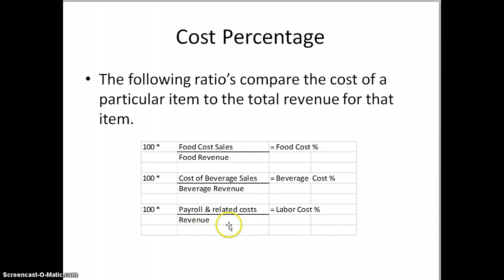The last one is payroll and related cost, and compare that to revenue. So what is your labor cost? How much out of the money you're bringing in are you paying to your workers, your laborers? And thinking about a hotel, that may be pretty significant as you have quite a few people. Concierge, front desk, all of the cleaning staff. So that may be significant. You want to make sure that you keep an eye on that.